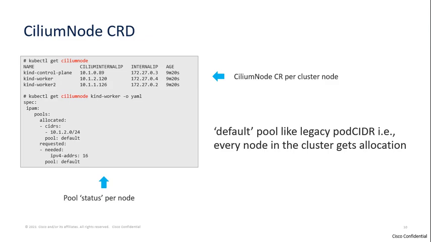You will use the Cilium node CRD for that. Cilium node objects are defined per cluster node, similarly to the Kubernetes node object. Inside the Cilium node CRD objects, you will have the IPAM section that shows you what the requests for different pools are, as well as what the allocations are. If you start with a vanilla Kubernetes cluster, you should expect to see the default pool requests and allocations on every Cilium node object.